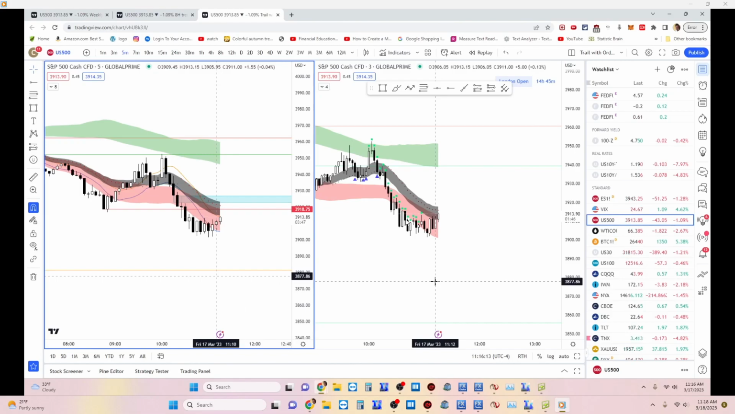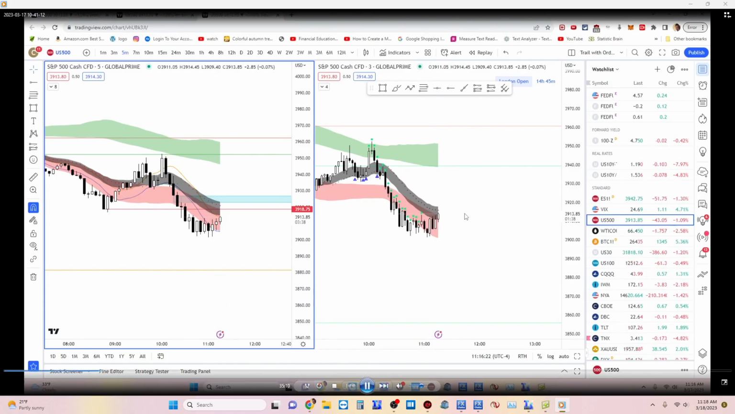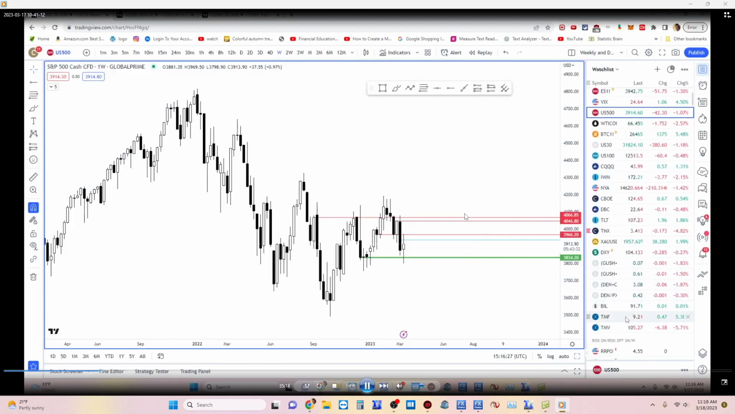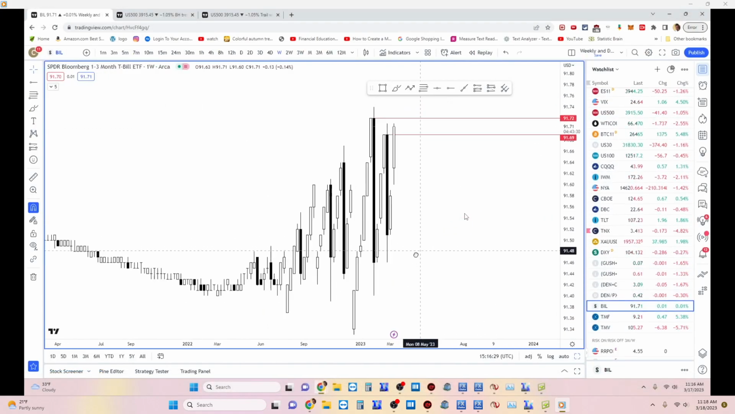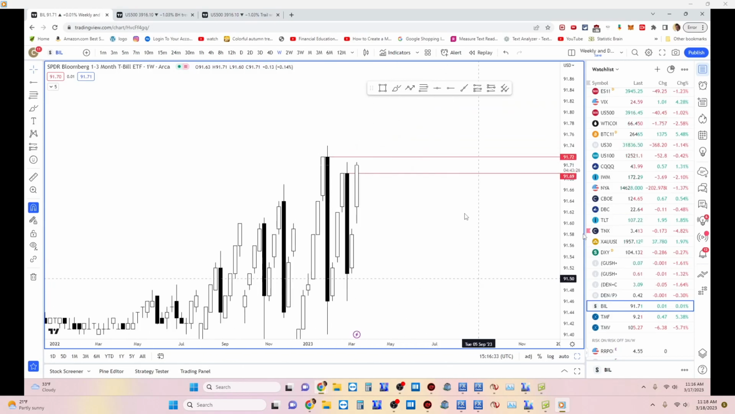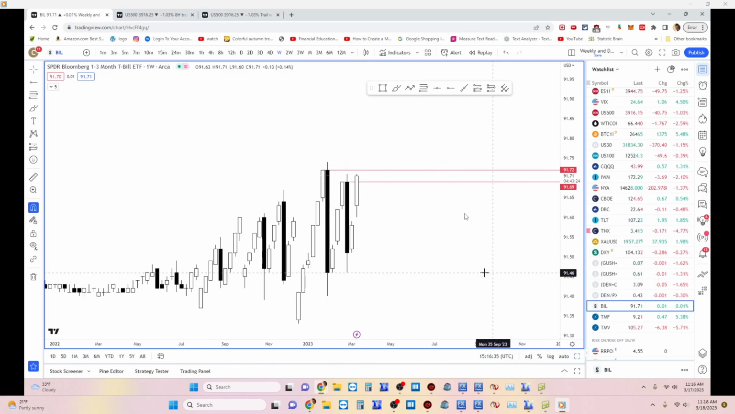So that's kind of why I made sure I was awake at that hour. And then here I'm looking at the trail, and I'm looking for it to come back and retest. I also was looking at the bill, some fundamental stuff. When the Treasury bill goes up, it's risk off.